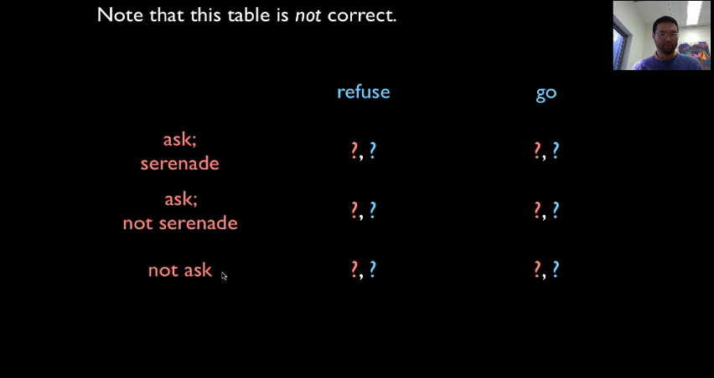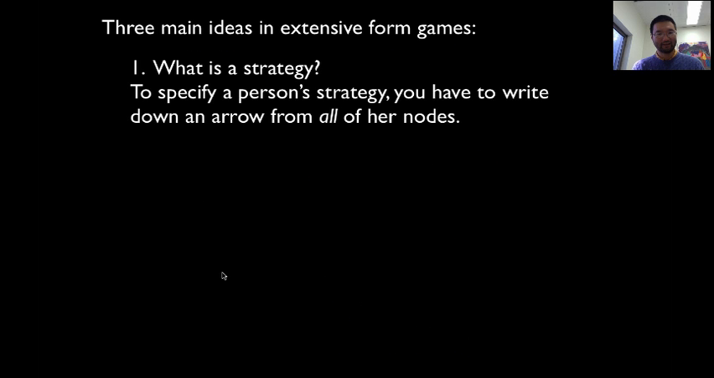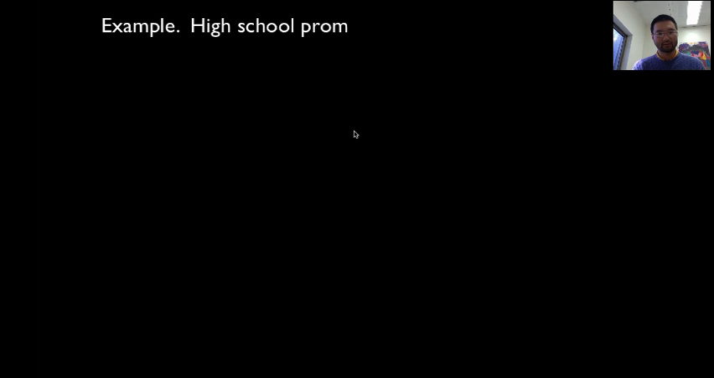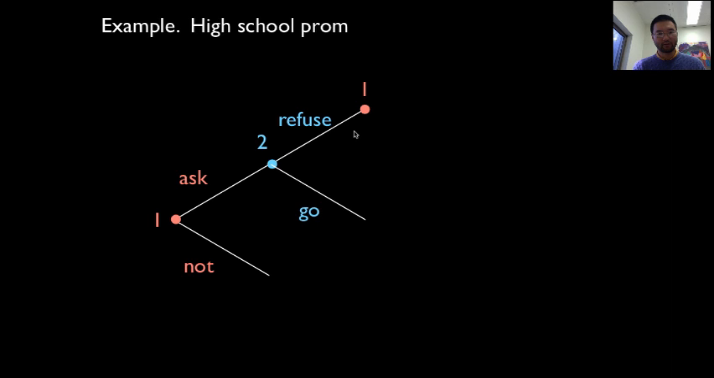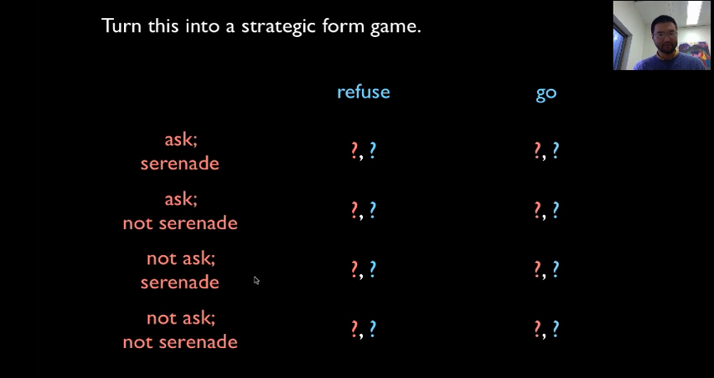Okay, and that's not an unreasonable point. But remember, the definition is that a strategy must specify what you do in all nodes. A strategy is a complete contingent plan. You have to write down an arrow from all of your nodes. In other words, it's not enough to simply say not. You have to say not and serenade, or not and not. You have to specify what happens in all of one's nodes, even those nodes which do not occur. Okay, so that's the definition.